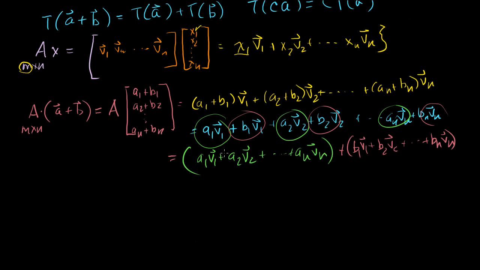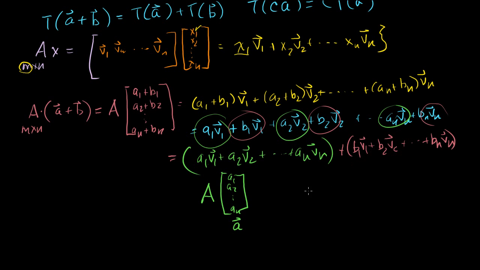But what's this equal to? These columns are, remember, the columns of the matrix capital A. So this is equal to the matrix capital A times a1, a2, all the way down to an, which was our vector a.